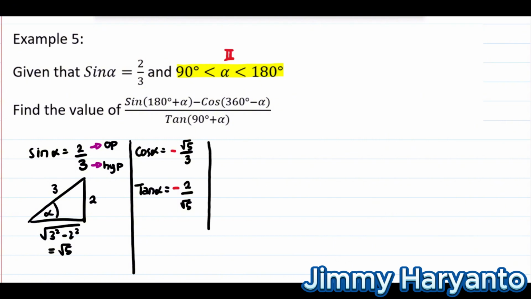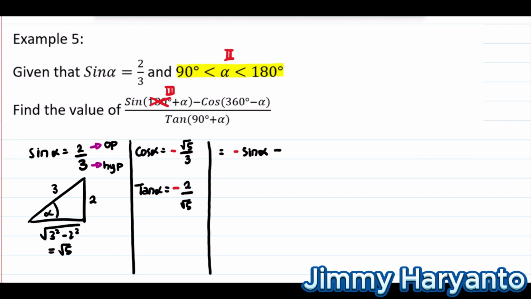Okay, next is to answer the question. The question says sine 180 degree plus alpha. 180 plus alpha will be in the third quadrant. That means for the sine it will be negative, and then we remove the benchmark, so we will have negative sine alpha for the result of the first expression.